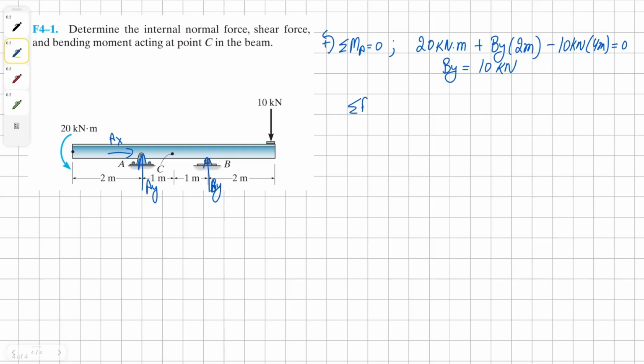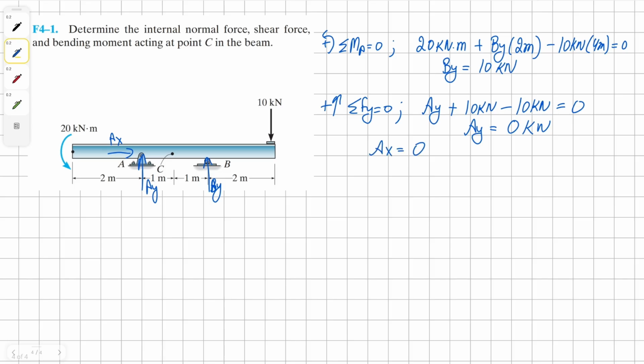Now we can sum the forces in y direction in order to find our solution for Ay. So we're going to have positive Ay, positive By, which is 10 kilonewton we've just found, and then negative 10 kilonewton external reaction force because it's going downward, all equals to 0. Solving for Ay, we get our solution as 0 kilonewton. And for horizontal reaction force at A, we don't really have to do anything because we can see by inspection that there isn't any other horizontal reaction force acting on this beam. Therefore, it's going to be 0 kilonewton.